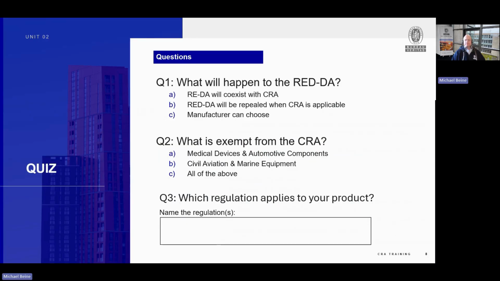So at the end of this view on how the Cyber Resilience Act interacts with other regulations, a few questions. What will happen with the Radio Equipment Directive? Is it A, the Radio Equipment Directive Delegated Act will coexist with the Cyber Resilience Act? B, the Radio Equipment Directive Delegated Act will be repealed when the CRA is applicable? Or C, all manufacturers can choose?